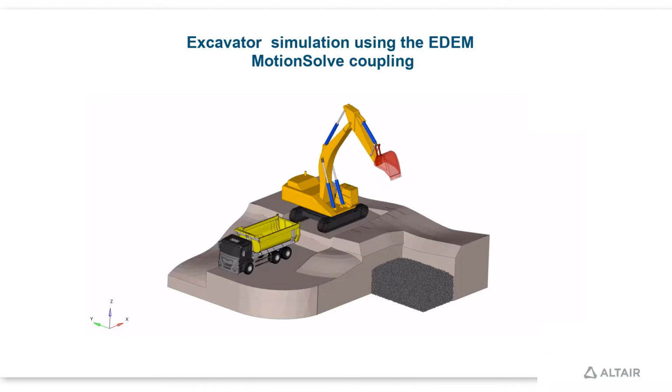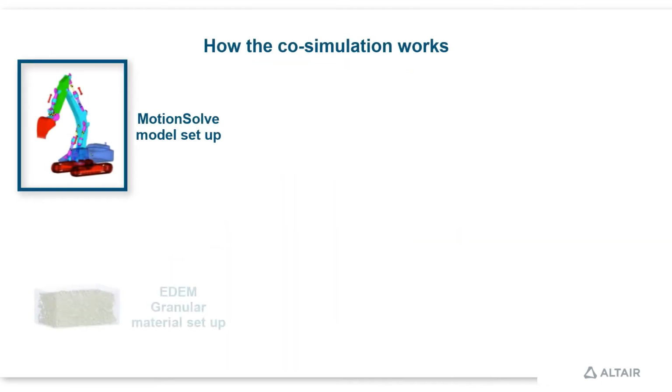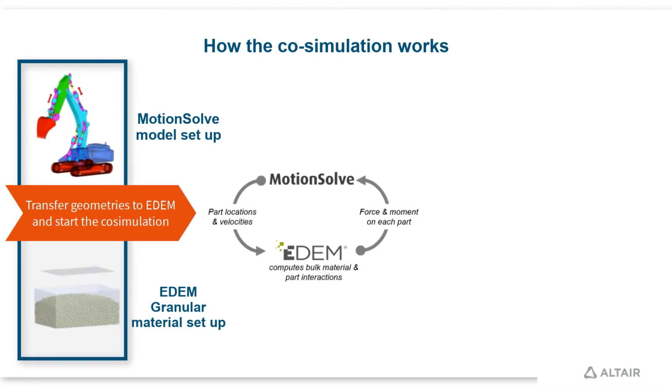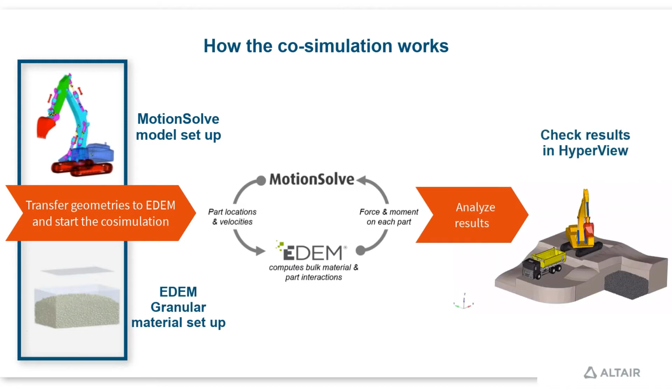This video shows an excavator simulation using the EDEM MotionSolve coupling. First, set up your model in Motion View and generate your granular material in EDEM. Transfer the geometries to EDEM and run the co-simulation. Then analyze the results in Hyperview.